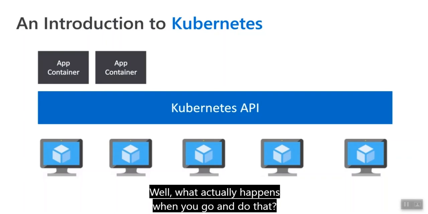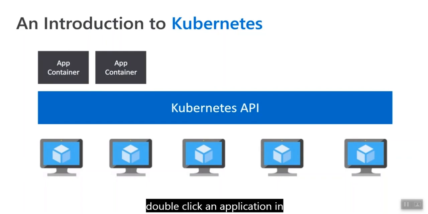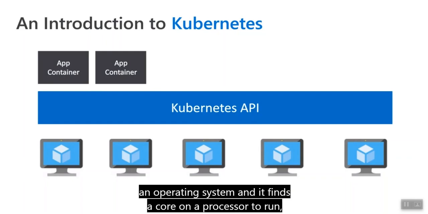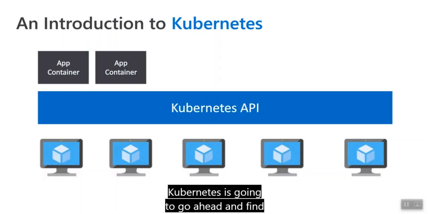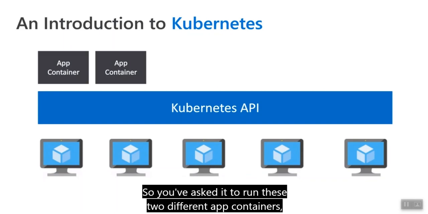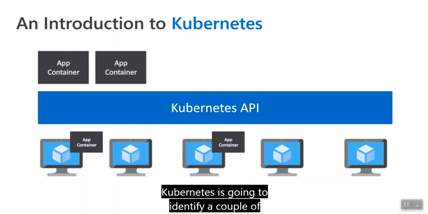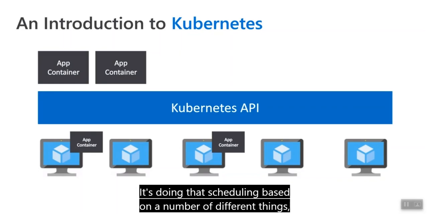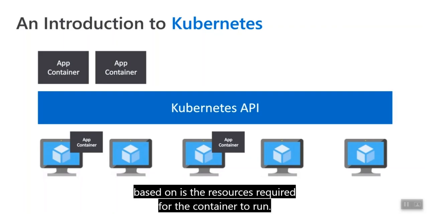So what actually happens when you go and do that? Well, just like when you double-click an application in an operating system and it finds a core on a processor to run, Kubernetes is going to go ahead and find a machine on which it can run that application container. So you've asked it to run these two different app containers. Kubernetes is going to identify a couple of different machines that are good places for it to run. And it's doing that scheduling based on a number of different things, but the most important thing is the resources required for the container to run.